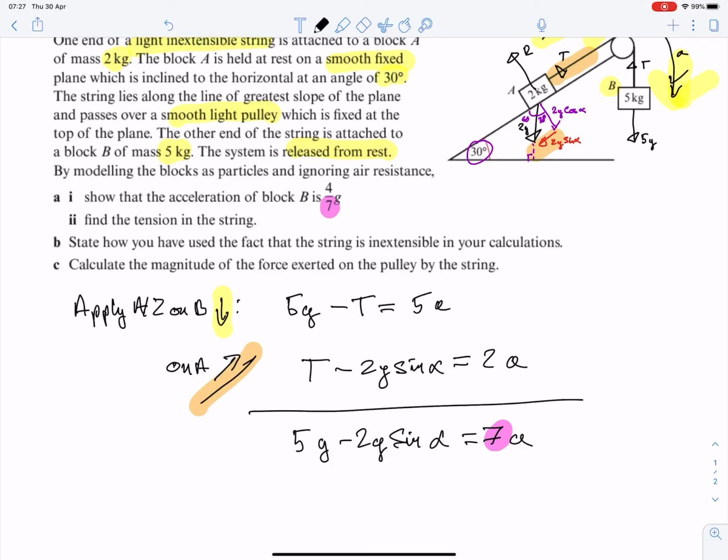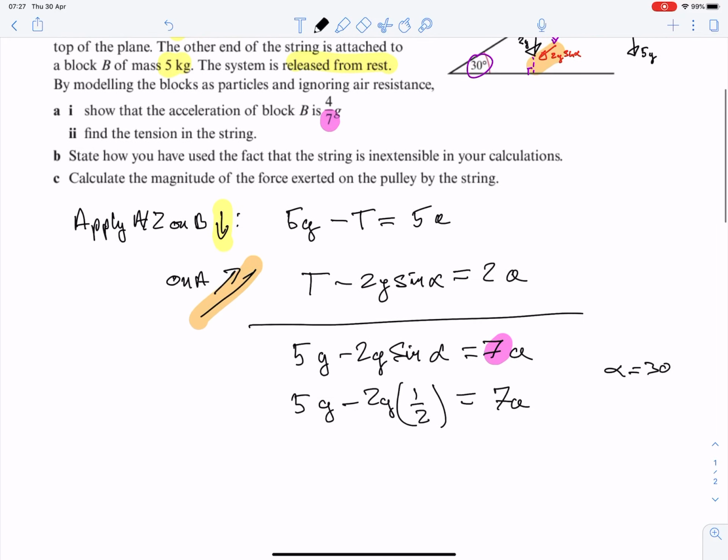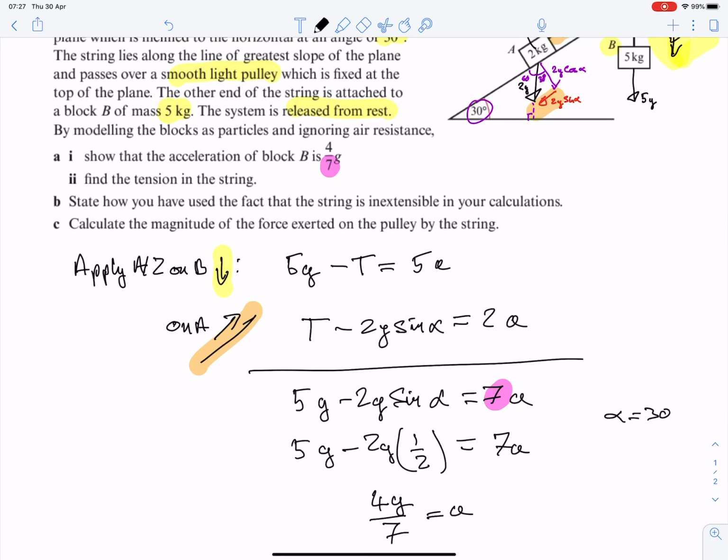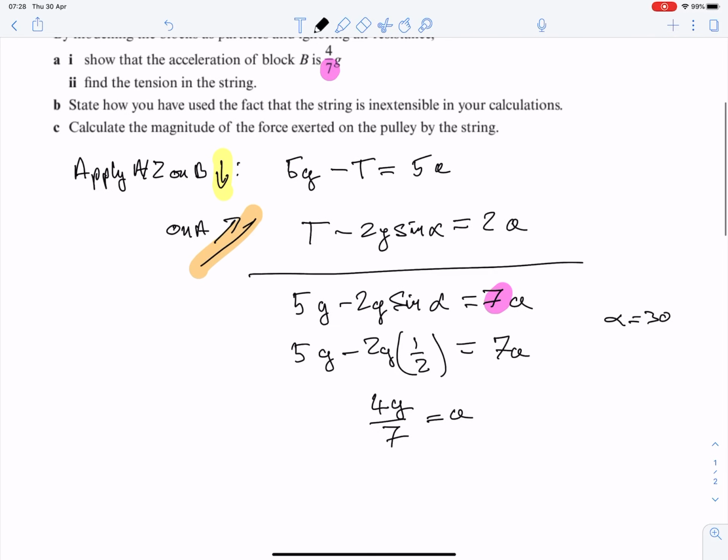Okay, what do we notice? As usual with these connected particles, we can now eliminate the tension by adding. So we get 5g minus 2g sine alpha equals 7a. Well, we quite like that 7 appearing because the 7 is matching with the 7 that we're looking for up there, aren't we? If we just then tidy this up, sine alpha, what's the angle this time? The angle's 30 degrees, so we've got 5g minus 2g sine of 30, because alpha is 30.